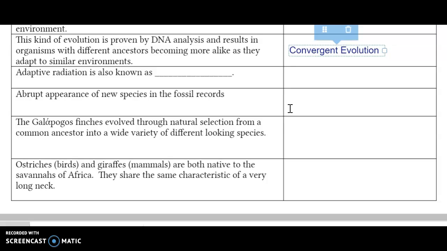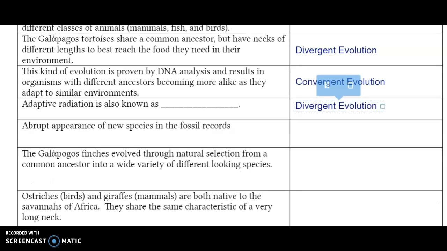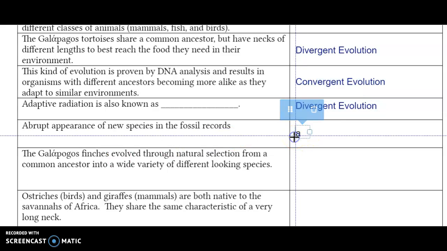Okay, next we have adaptive radiation. Adaptive radiation is also known as, and they're becoming more different, turning into different species. That would be divergent evolution. Divergent, becoming more different. Okay, next we have an abrupt appearance of new species in fossil records. So if it happens abruptly, that would be punctuated equilibrium. It did not take a long, steady pace. It was abrupt. That would be punctuated equilibrium.